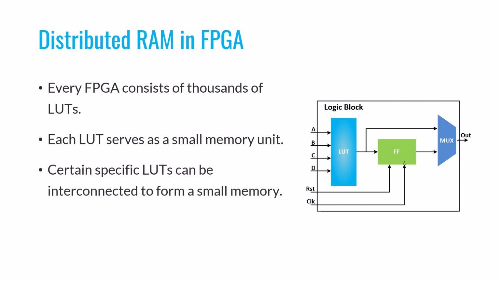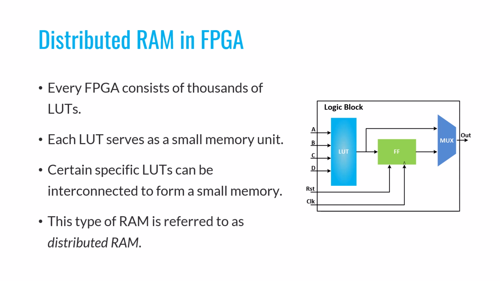Now, some of these lookup tables have the capability to be connected to each other and form a memory. This memory, which is created by connecting lookup tables, is called distributed RAM. One important point to note is that connecting these small lookup tables to build a memory requires a significant amount of routing and additional circuitry in the FPGA.